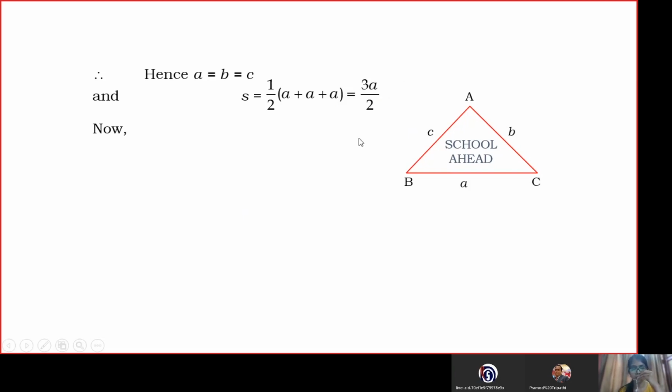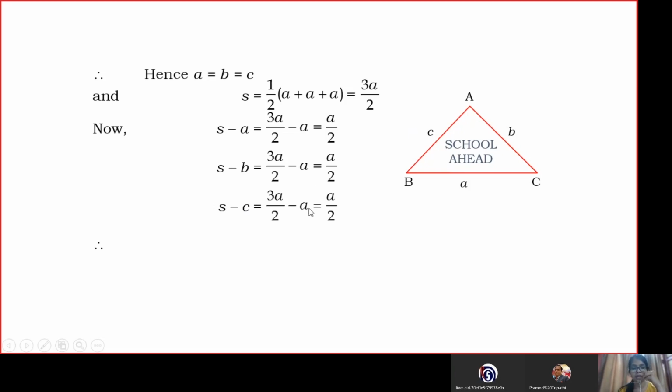Now calculate the value of S minus A. The semi-perimeter we calculated was 3A upon 2, minus A. When you solve by taking the LCM, you will get A upon 2. S minus B is again A upon 2. S minus C is again A upon 2.